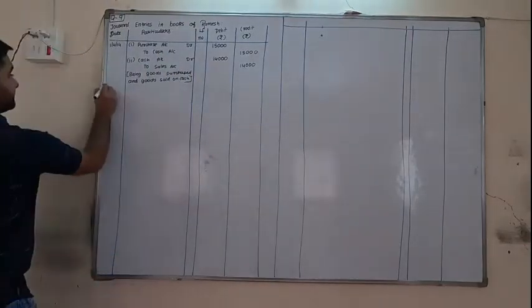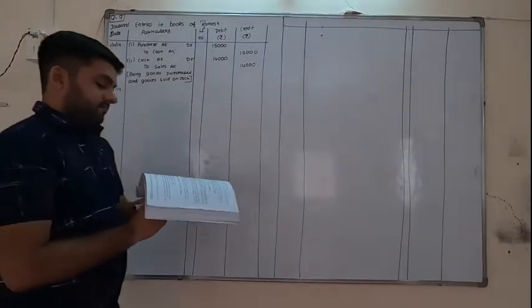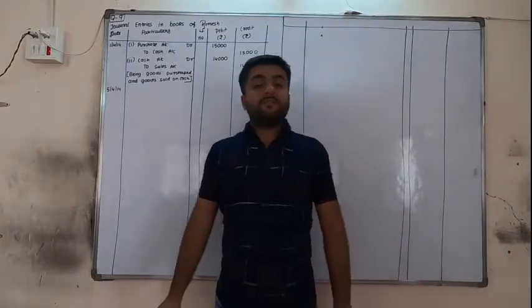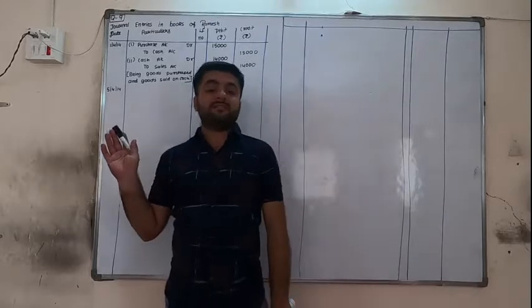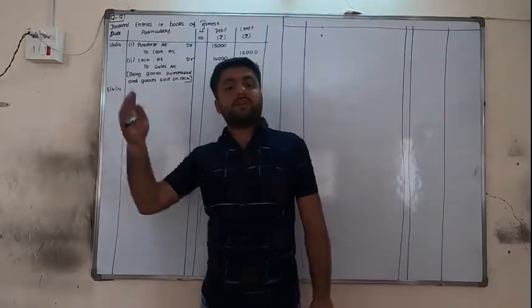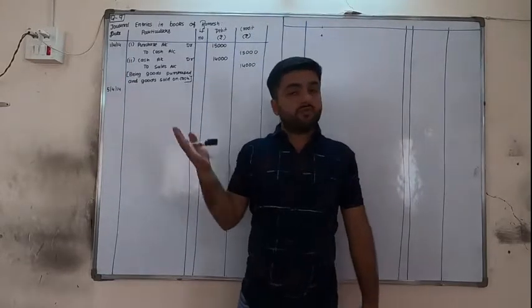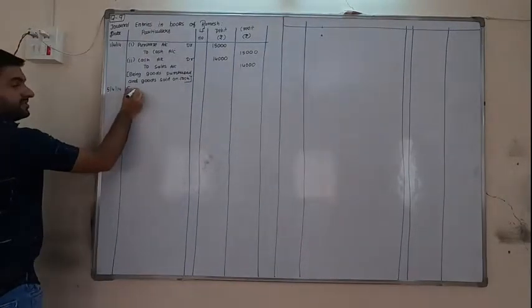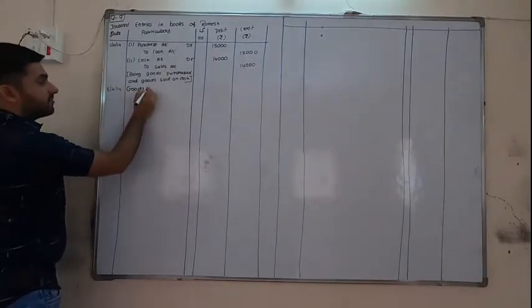Next is on 5th. 5/4/40. Personal goods of 10,000 brought to business. Friends, whenever the word brought to business is given, only capital account is credited. Because owner is the giver of the goods or cash or asset or any other thing. So capital is credited. Now what is the owner bringing? Goods. So goods account is debited. If he is bringing cash, then cash debit. If he is bringing asset, then asset debit. If he is bringing goods, then goods debit.